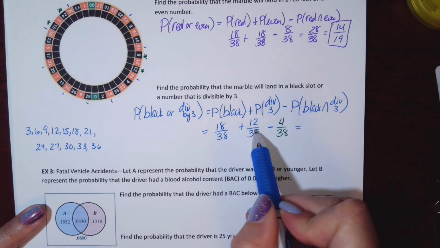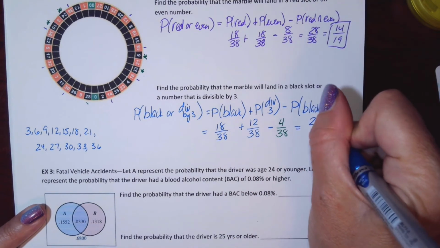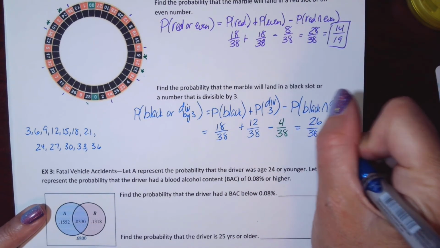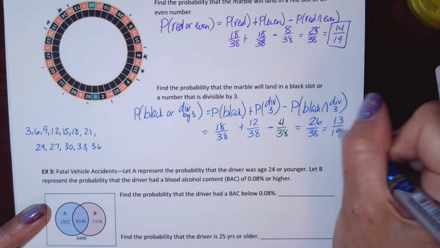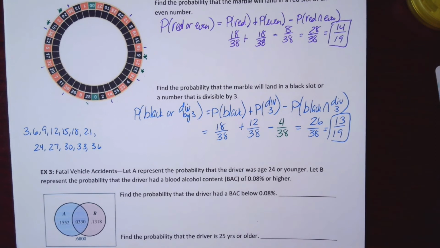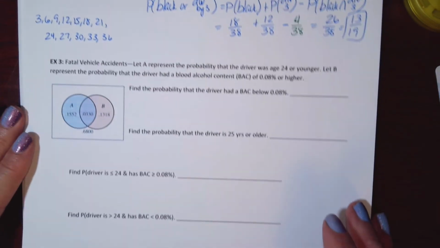18 and 12 is 30, minus 4 is 26 out of 38. Those are both even, so if I simplify by dividing by 2, I get 13/19 is my probability. All right, excellent roulette wheel practice. Let's look at the next example.